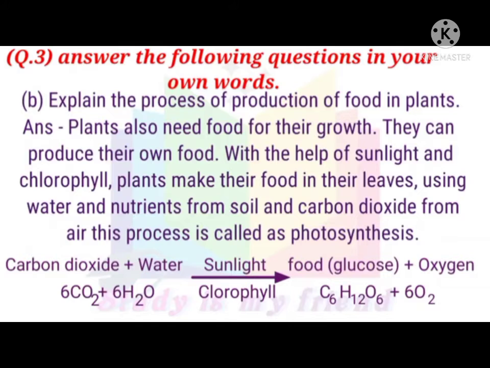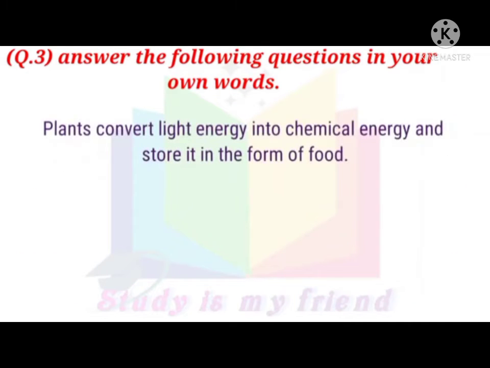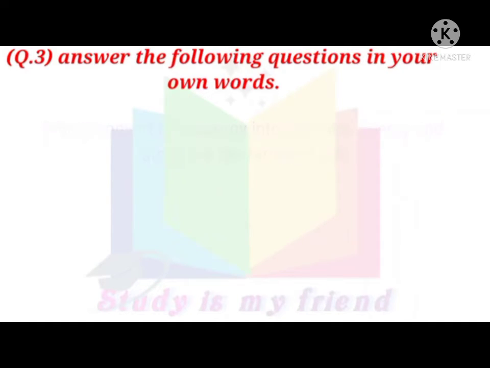Carbon dioxide plus water convert with sunlight and chlorophyll into food plus oxygen. 6CO2 plus 6H2O, with sunlight and chlorophyll, gives C6H12O6 plus 6O2. Plants convert light energy into chemical energy and store it in the form of food.